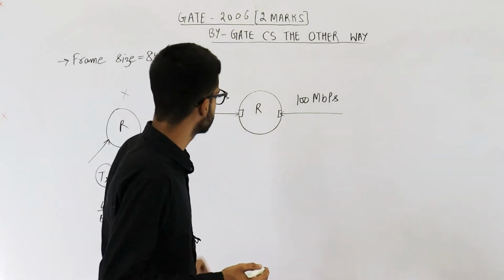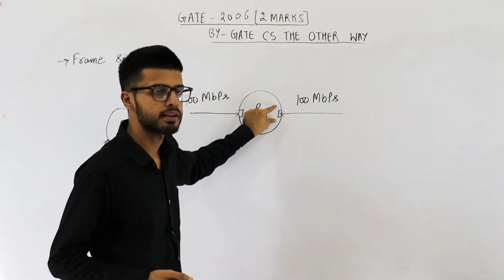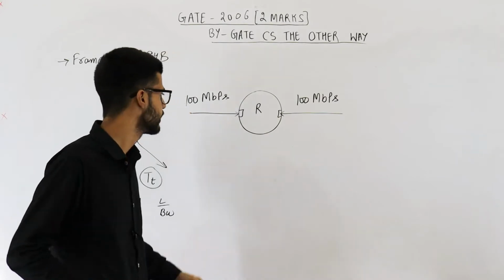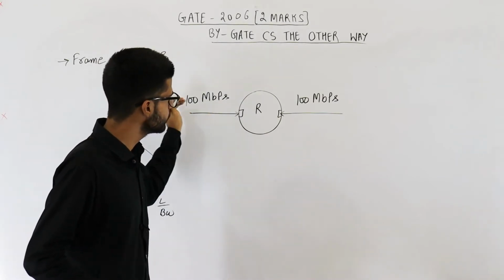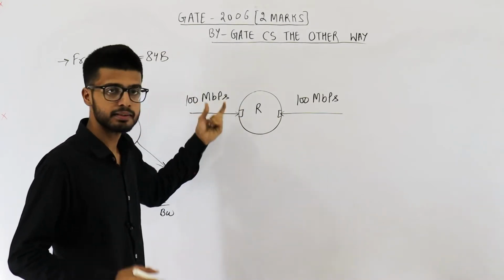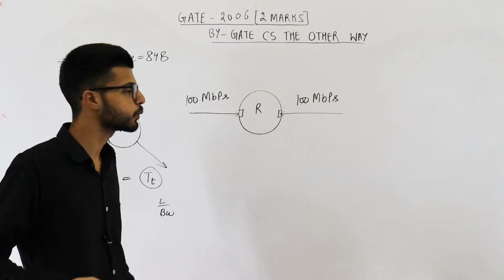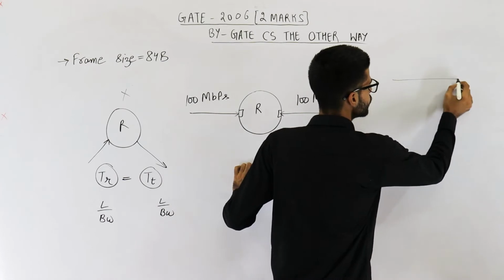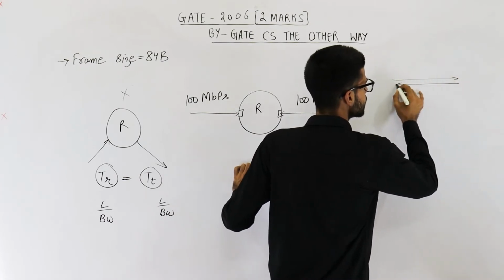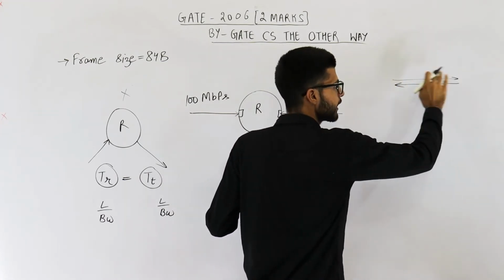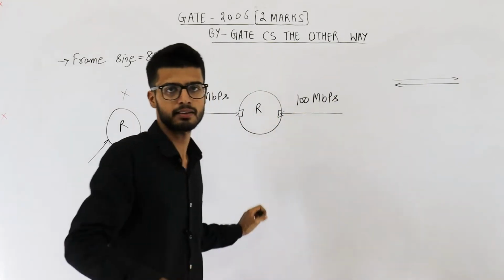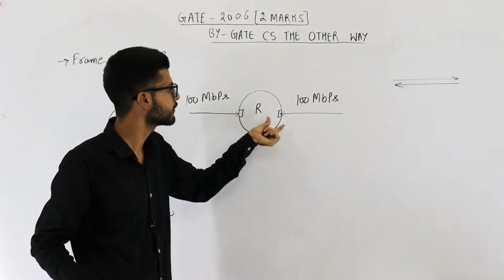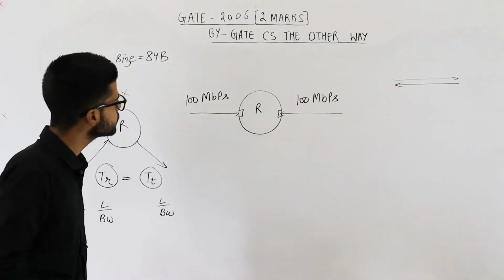Now they are saying that there are two Ethernet interfaces, both are full duplex. That means data can be incoming at 100 Mbps and at the same time you can output data at this speed only. What is the meaning of full duplex? A full duplex link is a link on which data can travel in both directions at the same time. So these two interfaces are full duplex.